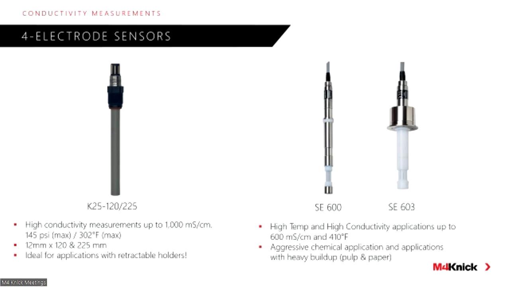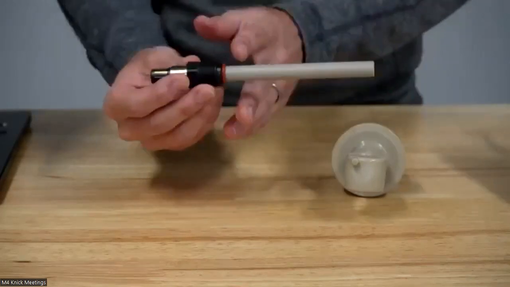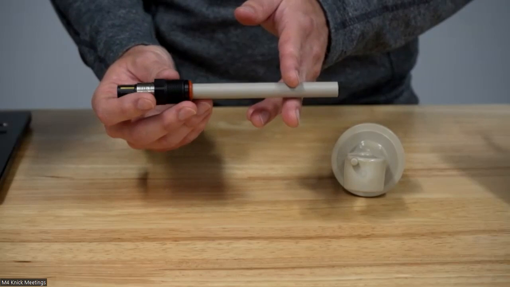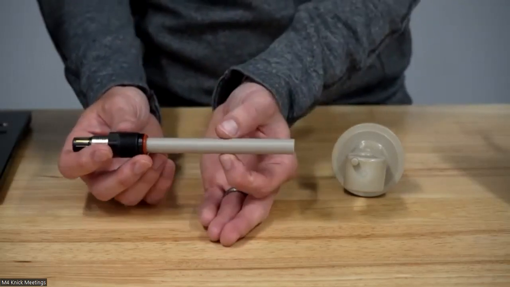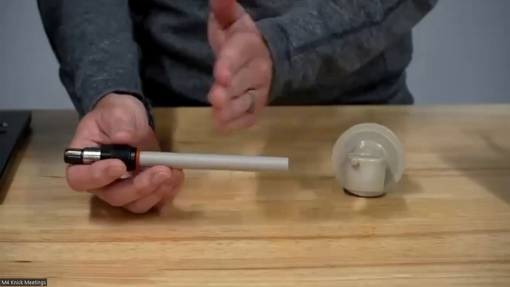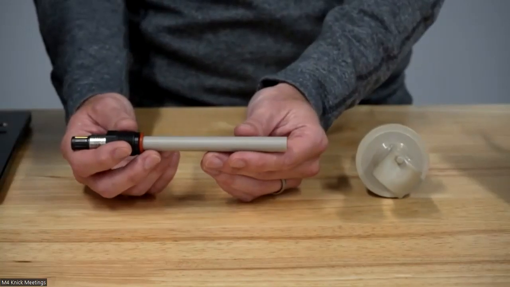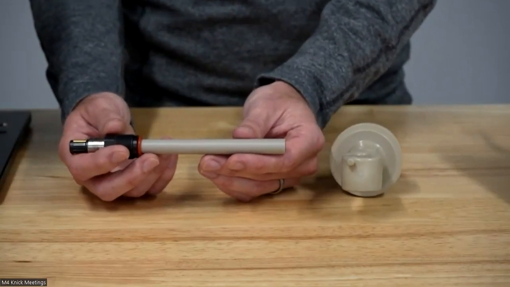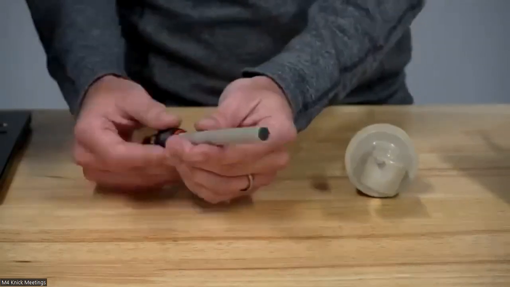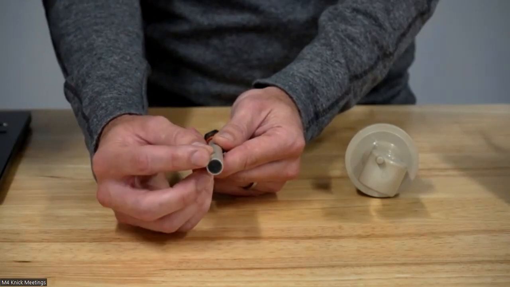I'll just switch the camera view here and show, again, this is the K25 4 electrode conductivity sensor. Just as with the SE615, we see 12 millimeter diameter, available in 120 millimeter length or up to 220 millimeter length to be able to install it into retractable holders. This particular sensor has a robust peak body with graphite electrodes, 4 graphite electrodes on the face of this particular sensor.